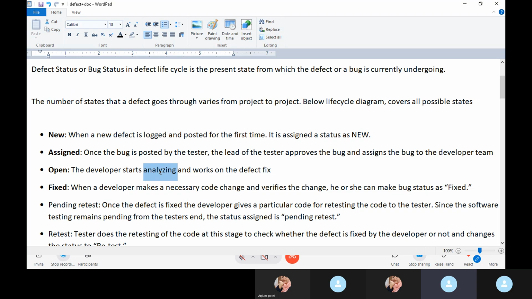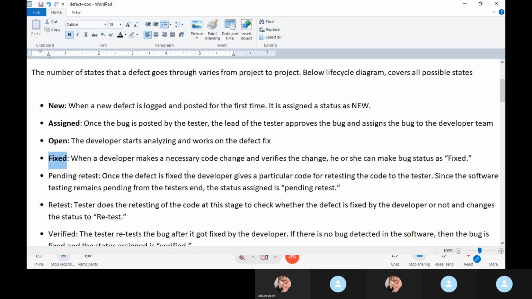When the developer starts analyzing the defect, he will change the status from assigned to open. When the developer fixes the defect, he will change the status to fixed. Once he has fixed it, he will assign the defect back to the tester, so the status will be pending retest. Once the defect is fixed, the developer gives a particular retesting code to the tester. That is why the status will be pending.